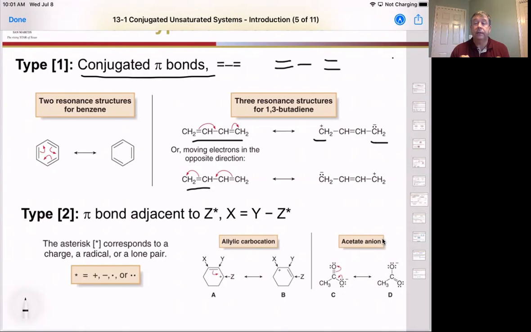another species that is either charged or has a radical. So for example, if we have a double bond next to a species that can either be a cation, it can be an anion, it can be a radical, or it can have a lone pair. In any of those situations, you can have the electrons move back and forth without breaking any bonds. And so you would be moving that charge, moving that radical, or moving that lone pair back and forth across the system, giving it stability.